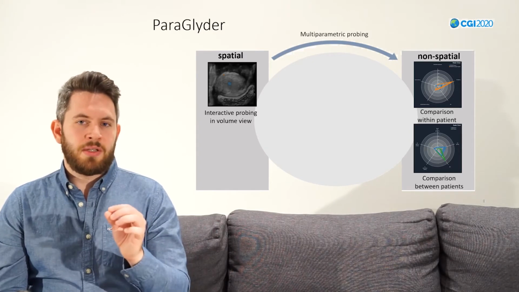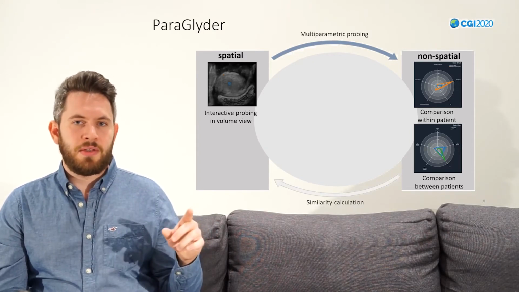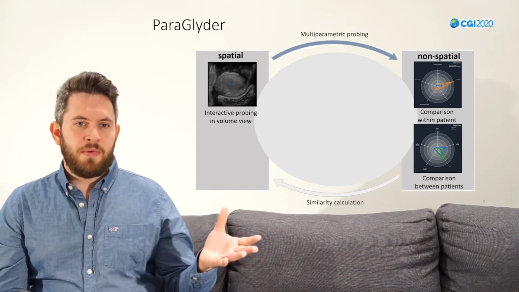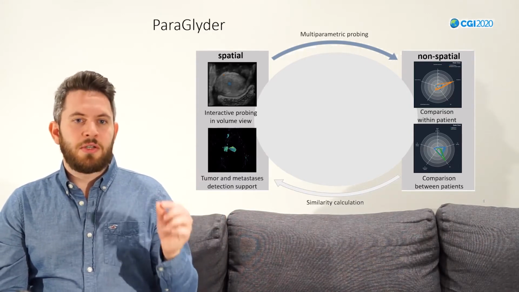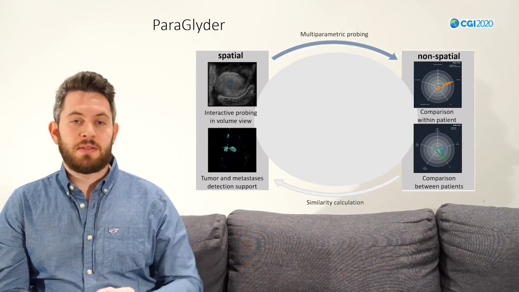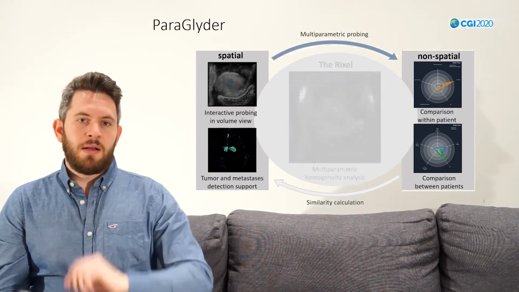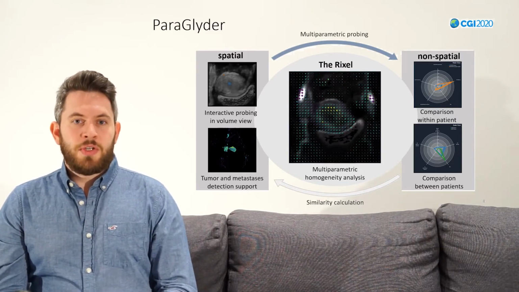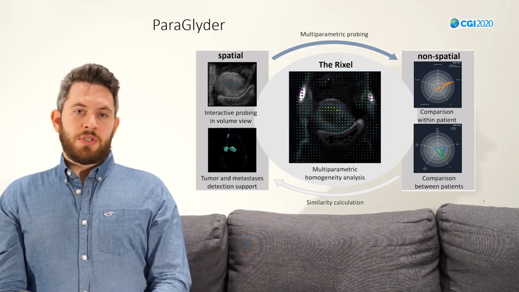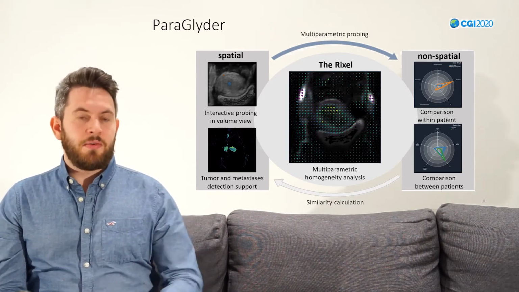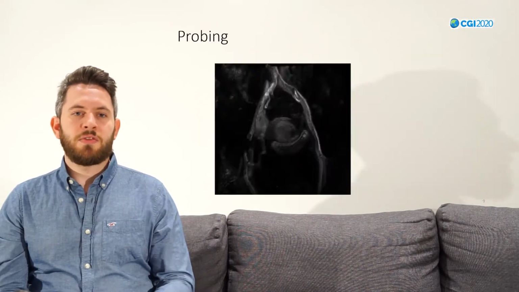This information can then be used for a similarity calculation, and we end up with the similarity volume. And this similarity volume here nicely shows the tumor and the metastases segmented. And in the middle we have our approach to visualize multiple parameters on top of a single view, which is called the Rixels, which stands for radar chart pixels. So now to probing.